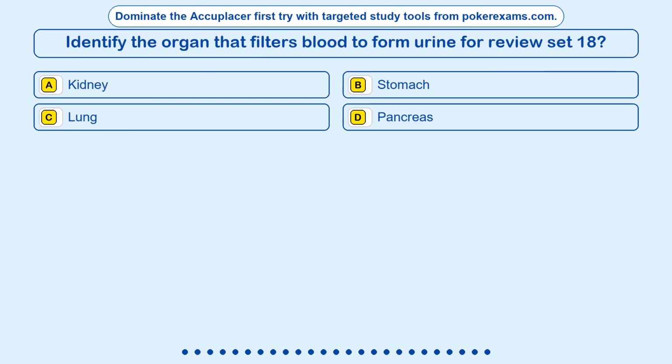Question 24. Identify the organ that filters blood to form urine for review set 18. Option A, kidney. Option B, stomach. Option C, the lung. Option D, pancreas.